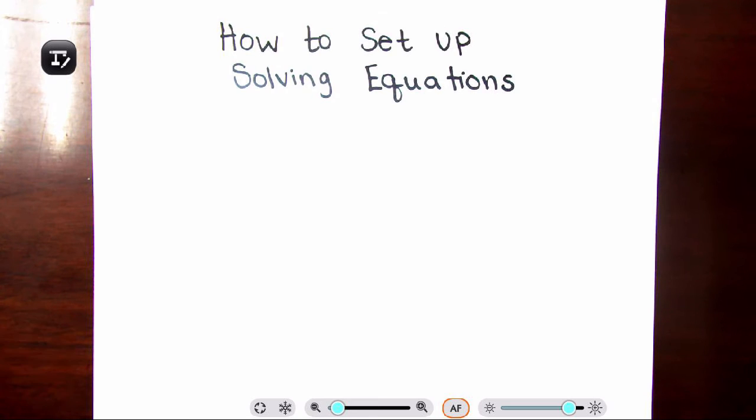In this video, I'm going to show you how to set up solving equations. Maybe we'll do one or two examples to help you see how the setup works. If you haven't already watched the inverse operations video, go ahead and watch that because we will be needing that information when we do an example.